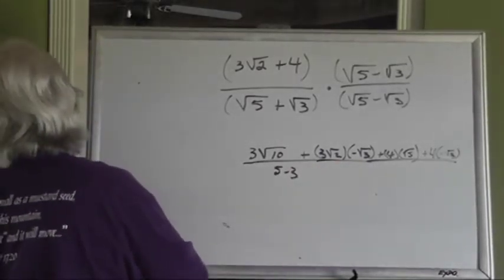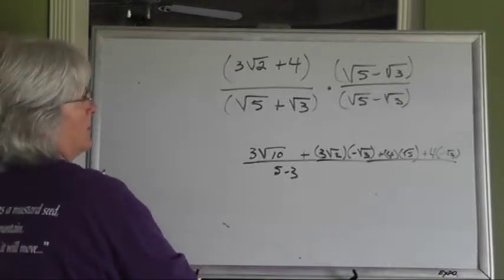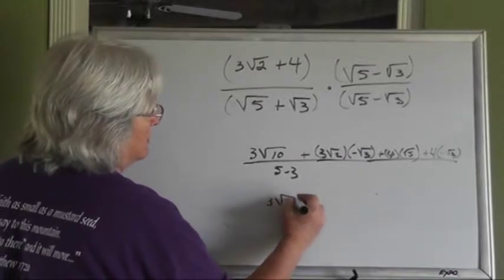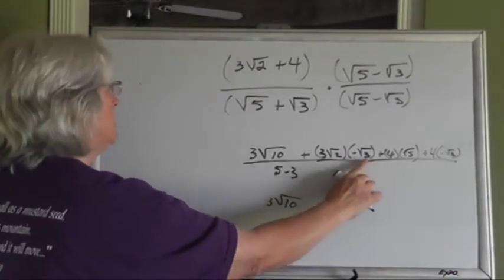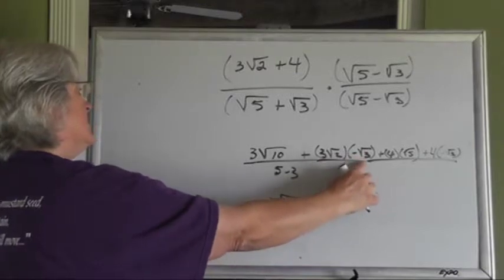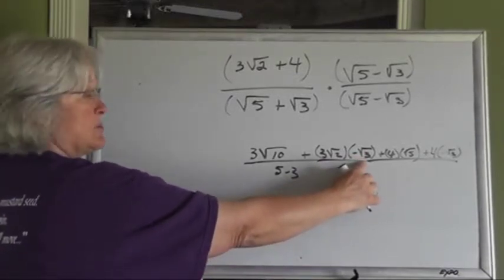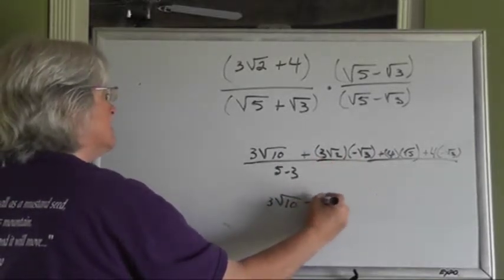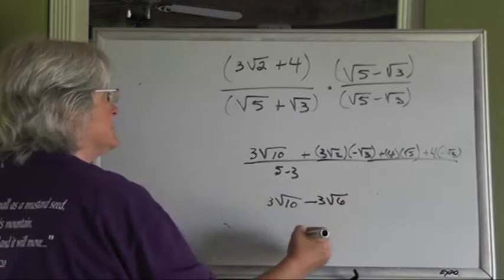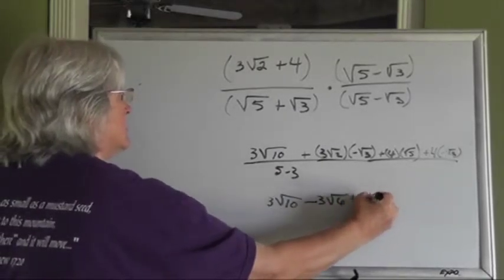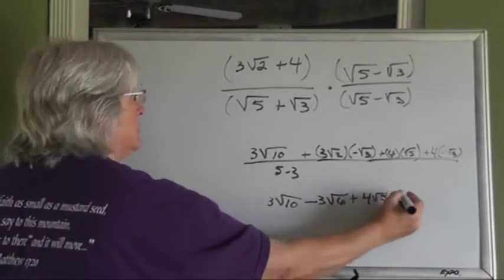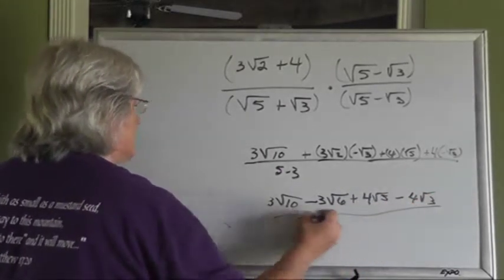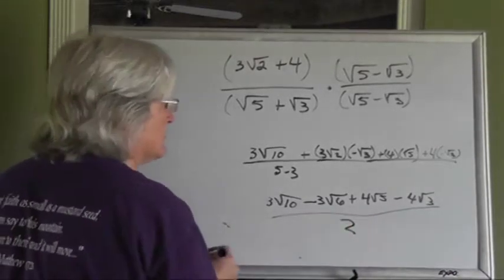So what we have is 3 times the square root of 10. What are we going to multiply here? Well, we have the square root of 2 times square root of 3 becomes square root of 6, a negative and a 3. So we have minus 3 times the square root of 6 plus 4 times the square root of 5 minus 4 times the square root of 3. All of this is over 2.